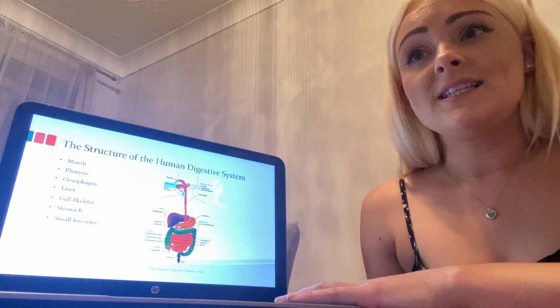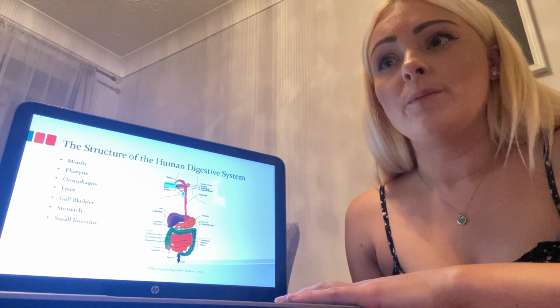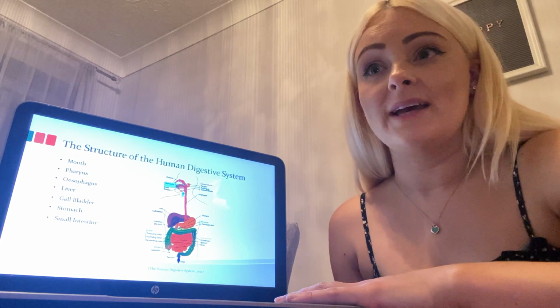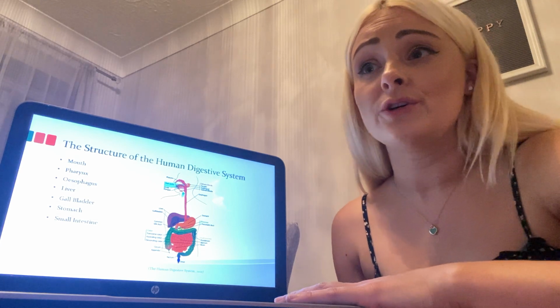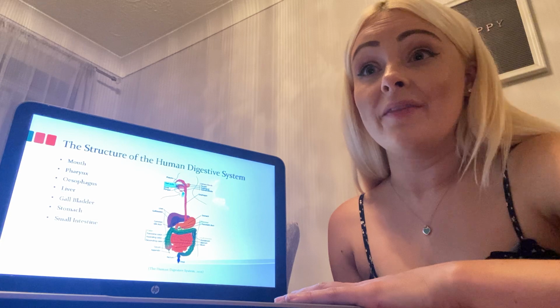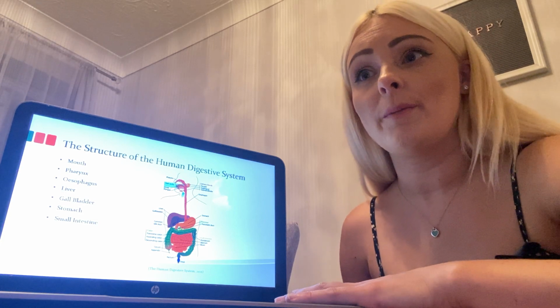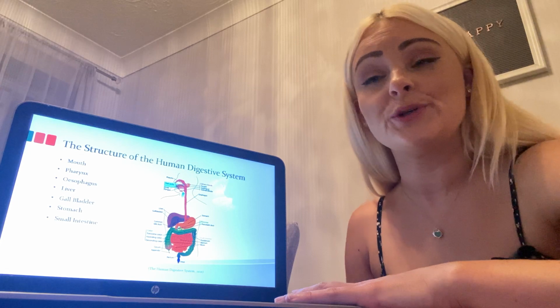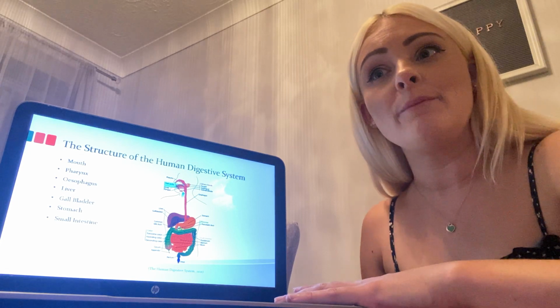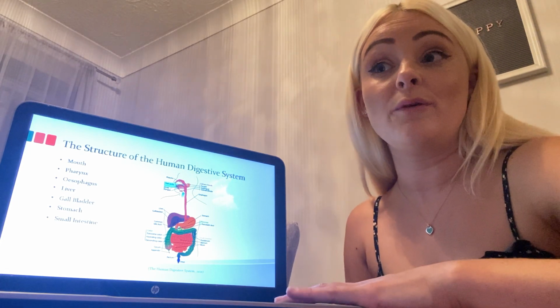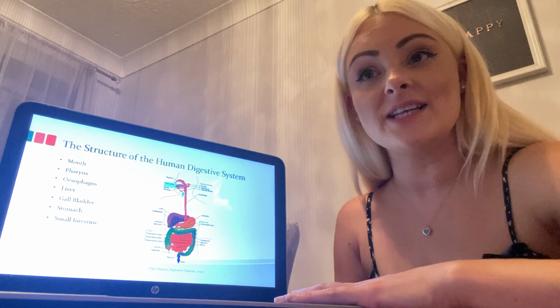So this is around 6 to 7 metres in length, and where most of the digestion and absorption takes place. It's separated into 3 parts known as the duodenum, jejunum and the ileum. The chyme is moved by peristalsis along with the pancreatic and intestinal juices until digestion is complete, and the end product is absorbed through the walls of the villi into the large intestine.